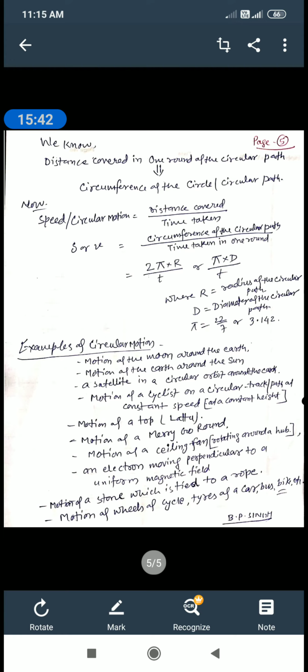So speed of circular motion is equal to distance covered divided by time taken. We consider one round of the circular path. So in circular motion, u or v is equal to circumference of circular path divided by time taken in one round.